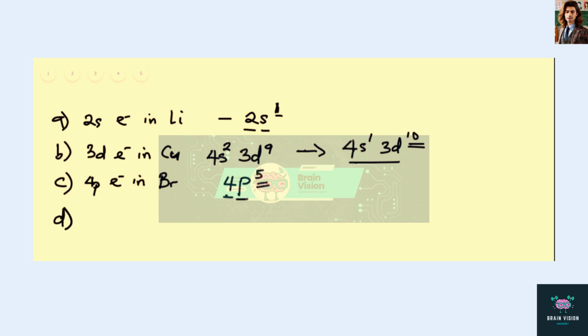Then the last one is the number of electrons in the 4d orbital of zirconium. So the 4d electrons in zirconium. So zirconium is a transition element, and it is in period 5. So transition element in period 5. So we have period 5.